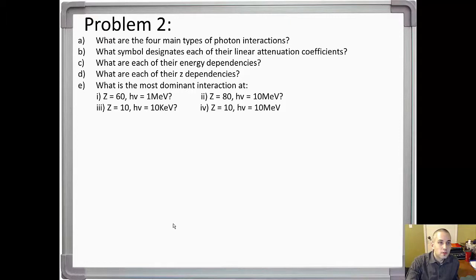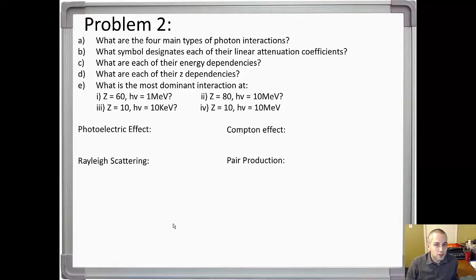Okay, so problem 2, part A. What are the 4 main types of photon interactions? So we have photoelectric effect, Compton effect, Rayleigh scattering, and pair production. What symbol designates each of their linear attenuation coefficients? For photoelectric effect, we have tau, Rayleigh scattering sigma r, Compton effect sigma c, and pair production kappa.